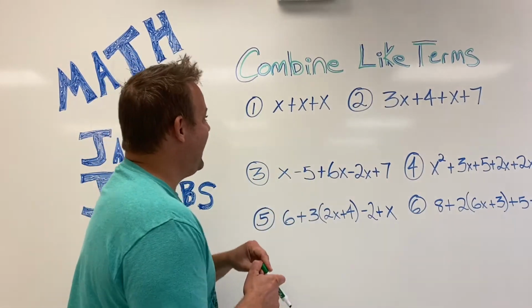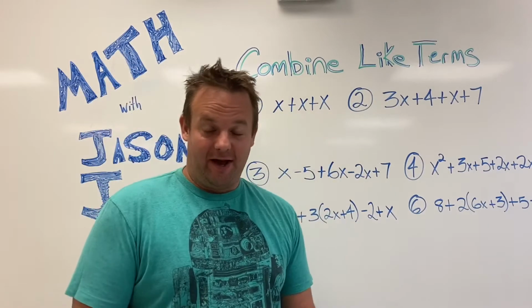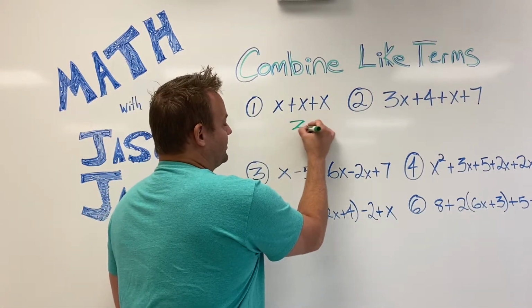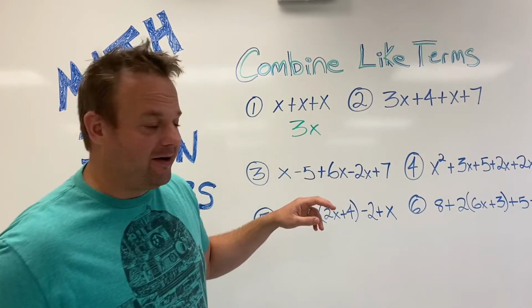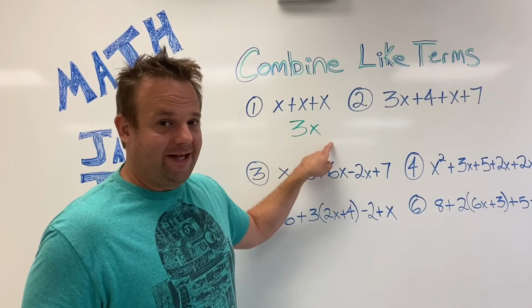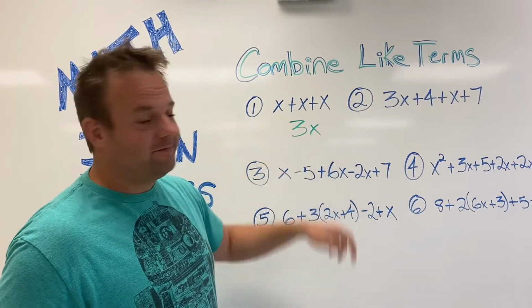Let's do it. X plus X plus X. How many X's do you see? That's right, 3 X's. So that equals 3X. A little vocabulary to increase your math literacy. The 3 is the coefficient and the X is the variable. And there's 3 of them.